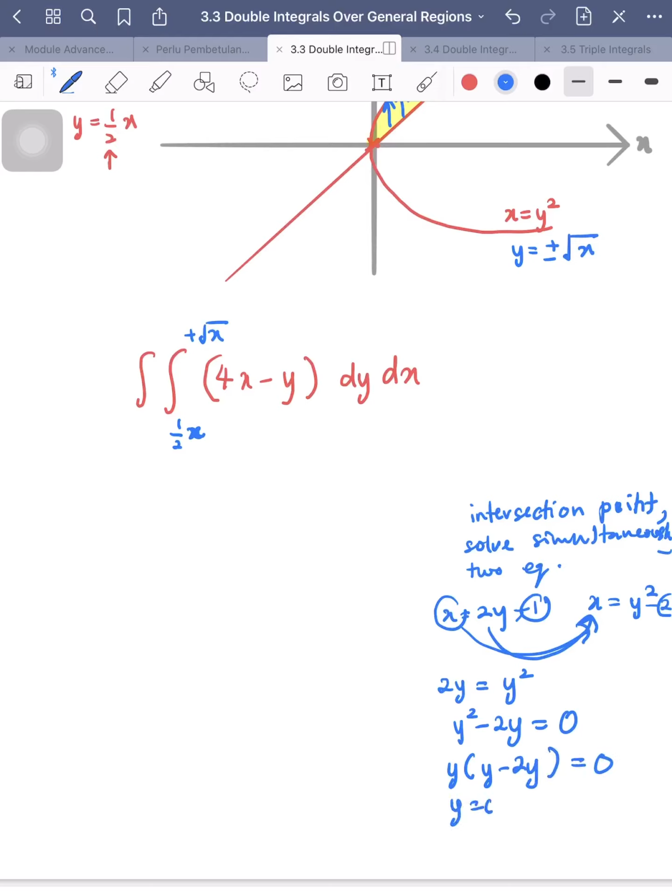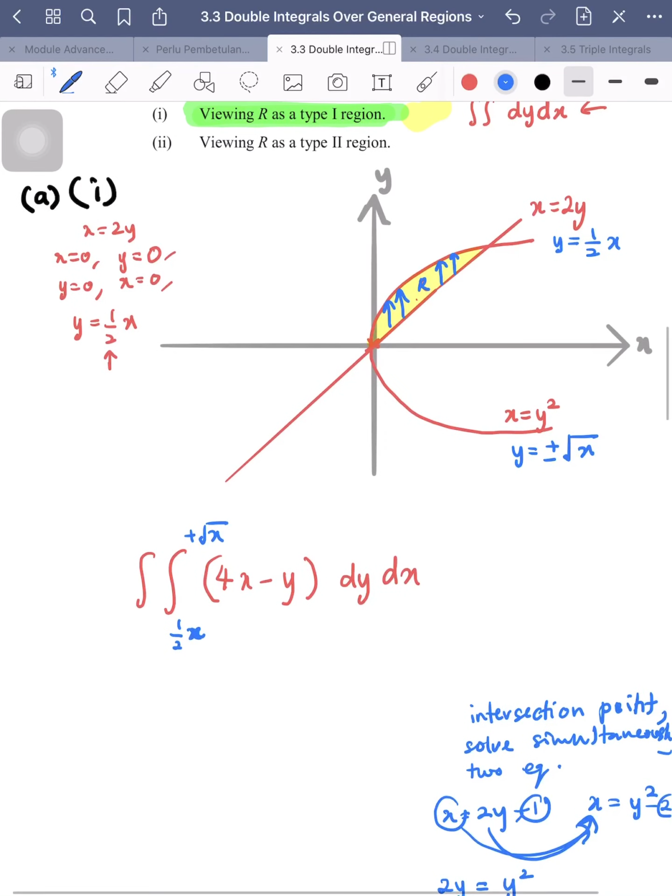So y equal to 0. Another one, oh sorry, when you factorize there's a y here, so you erase here. Minus 2. So y minus 2 equal to 0, so y equal to 2. So this is the intersection point. It intersects at y equal to 0 and y equal to 2.